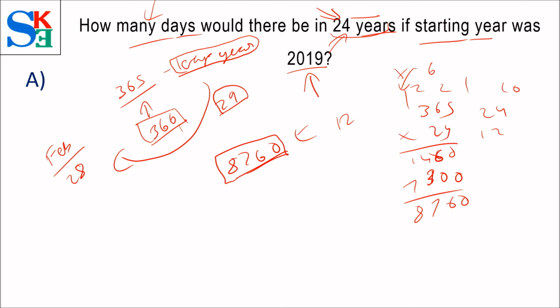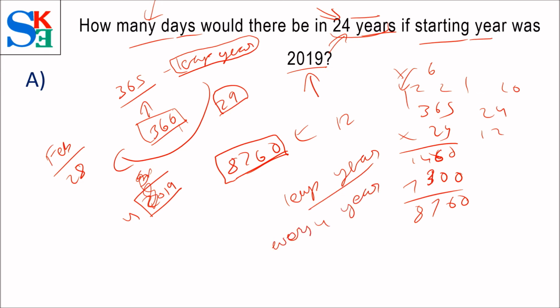If there are 24 years and the starting year is 2019, we know that 2019 is not a leap year. Why? Because it's not divisible by 4. How do we know it's a leap year? A leap year is divisible by 4, because a leap year comes every 4 years. That's why we know it's divisible by 4. So 2019 is not divisible by 4.